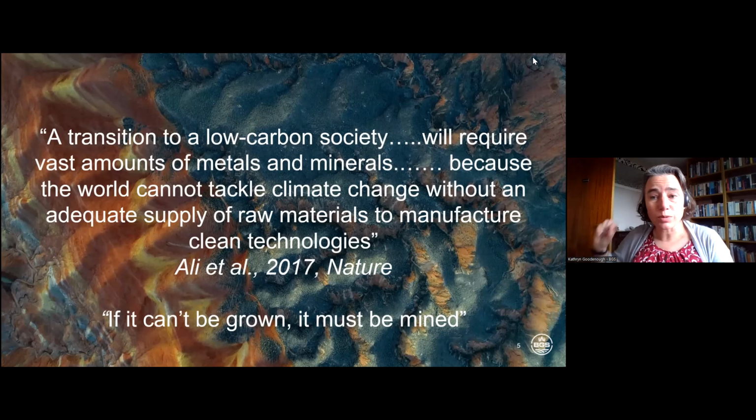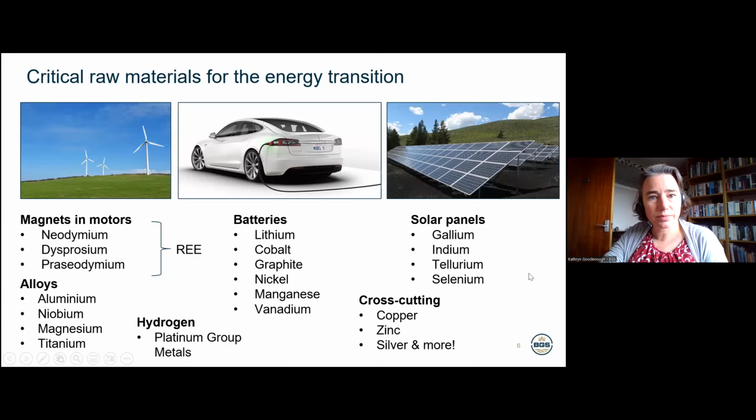Well, there is an absolute truism that a lot of people say, that I've shown here at the bottom, and that is, if it can't be grown, it must be mined. All of these raw materials that we need, ultimately, have to come out of the Earth's crust. There's no other way to access them for the first time, if you like. So when we're talking about critical raw materials, let's just jump right in and talk about some of the things that we mean here.